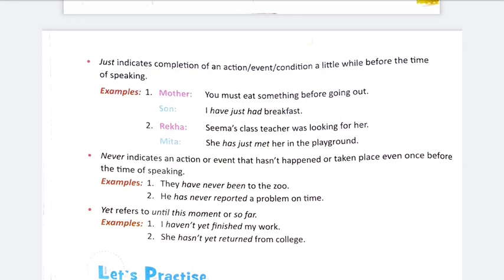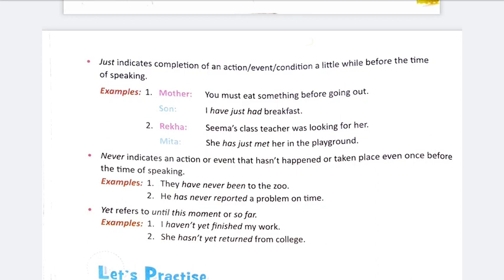Never indicates an action or event that hasn't happened or taken place ever once before. For example, they have never been to the zoo.